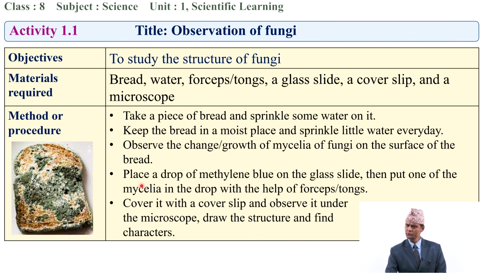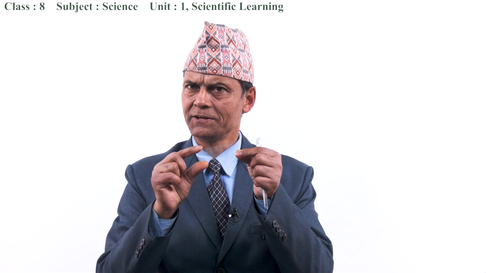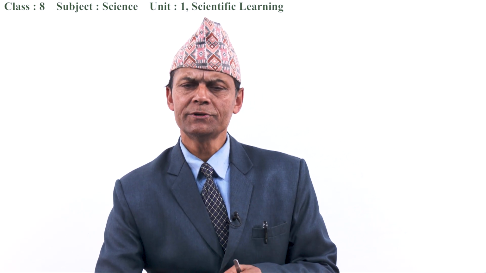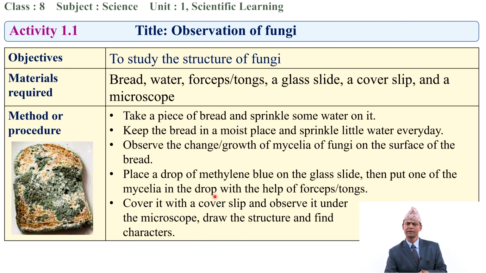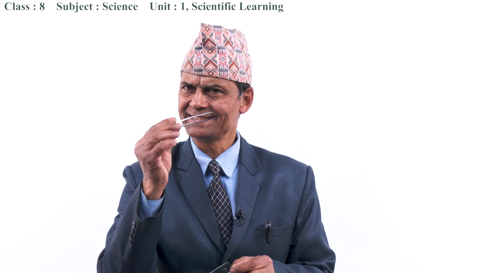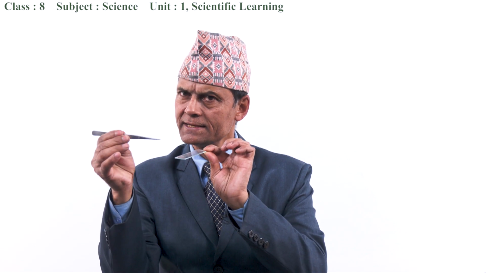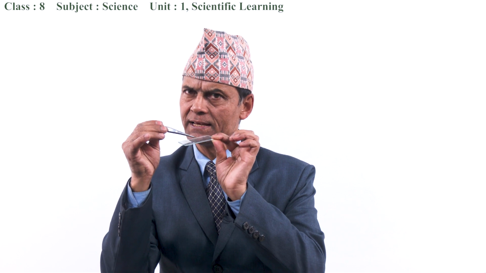Then what do we have to do? We have to place a drop of methylene blue, a chemical which is available in the science lab, on the glass slide. Do you know what a glass slide is? See, I have a glass slide. We have to put it here on the glass slide. Then put one of the mycelia in the drop of methylene blue with the help of forceps or tongs. Do you know what this is? See, this is forceps. By using this forceps, we can put that bread piece or mycelia on this glass slide.